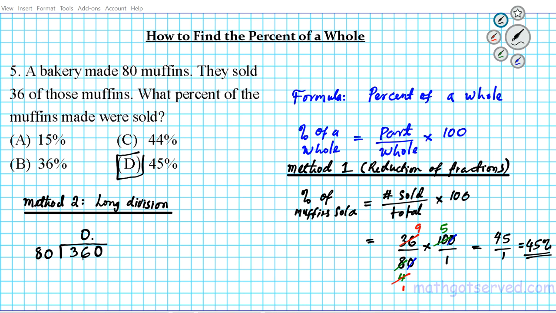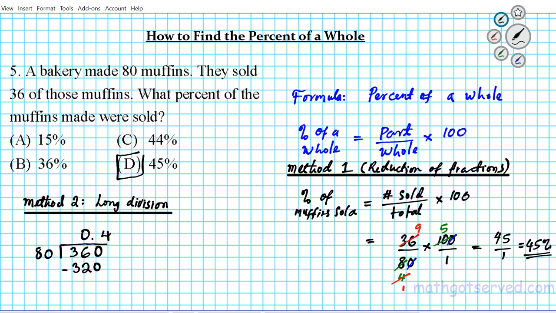How many times does 8 go into 36? 8 goes into 36 4 times, right? If you do your 8 times table, that's what you get. It goes into 36 4 times, and then 4 times 80 is going to be 320. So you multiply these, you have 320.